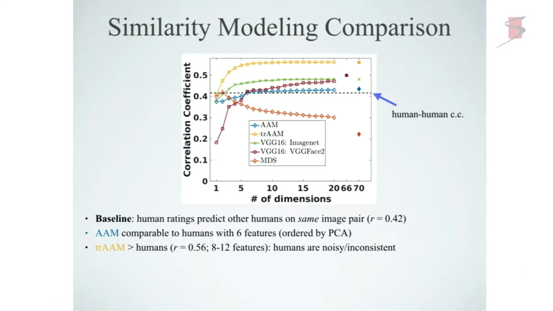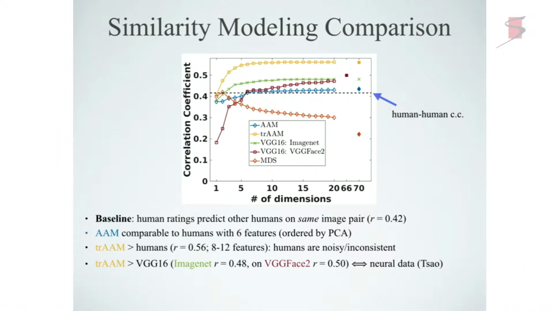And then if you transform AAM using this trace regularized machine learning that I talked about, then you can actually do much better than humans in predicting other humans' perception of similarity of faces, right? So this is this dark orange line here. You can see that it actually achieves much higher correlation coefficient. This is actually the best among all the models.